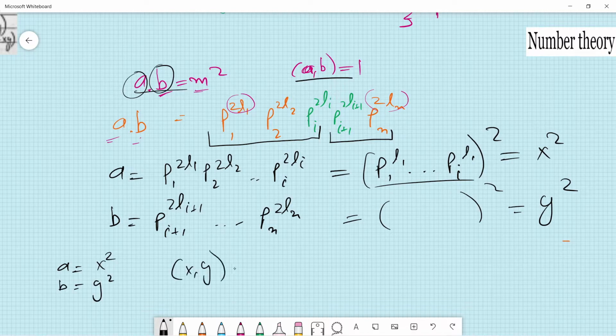where GCD of x and y is 1. You can see there is no common prime, and there cannot be a common prime, as GCD of a and b is 1, so GCD of x and y has to be 1.